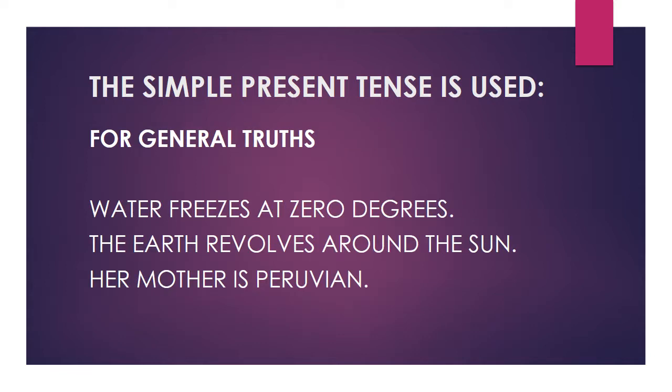The simple present tense is used for general truths. Water freezes at 0 degrees. The earth revolves around the sun. Her mother is Peruvian. So these are general truths.